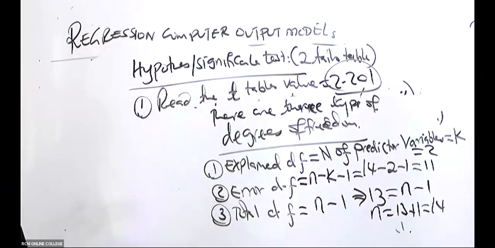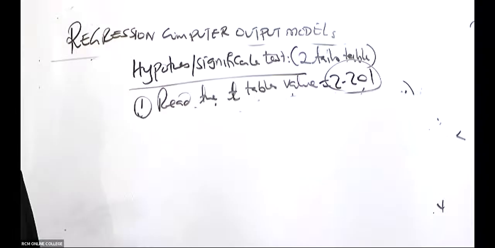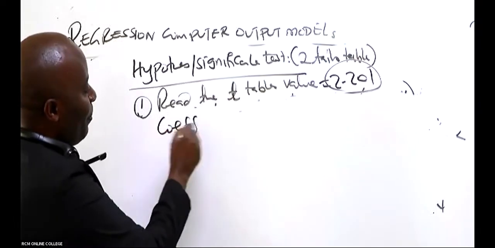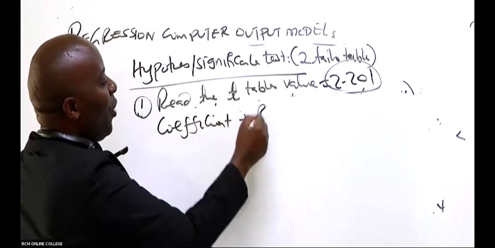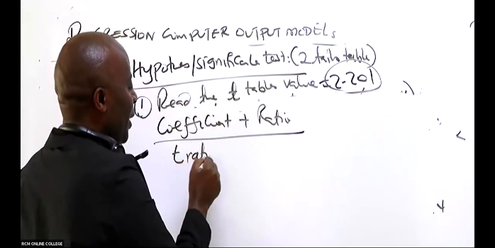So then what you want to do here, my good students, remember, we have already read the t-table's value. In this case, the t-table's value is 2.201, and this happens to be what we call the hurdle rate. So then you will be able to go to the coefficient t ratios, look for them and evaluate them. We start with the first t ratio given there.